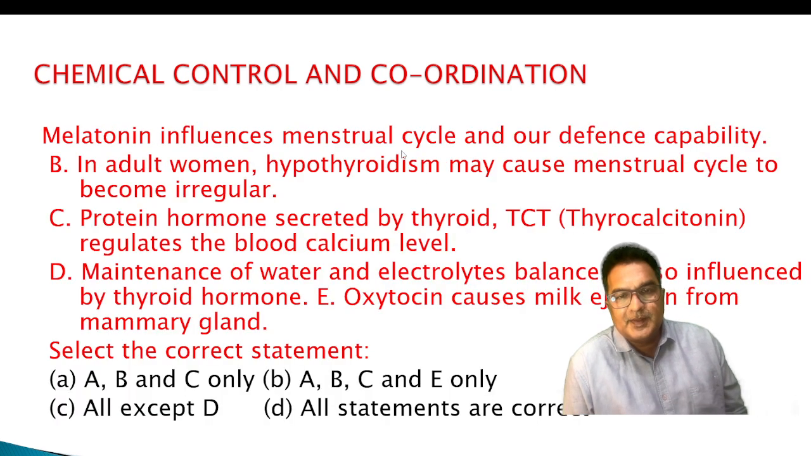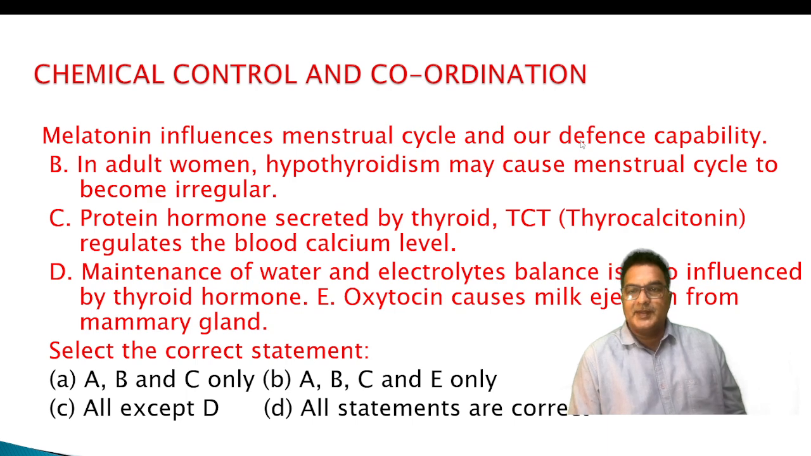Melatonin influences the menstrual cycle and our defense capability. This is option A. In adult women, hypothyroidism may cause the menstrual cycle to become irregular. The protein hormone secreted by the thyroid, thyrocalcitonin, TCT, regulates the blood calcium level.